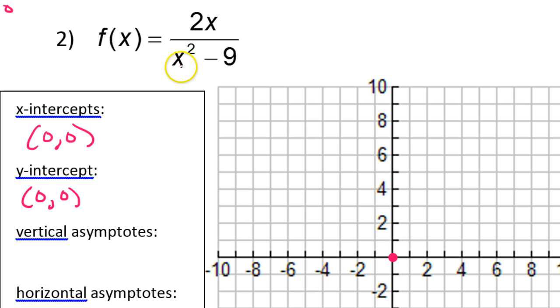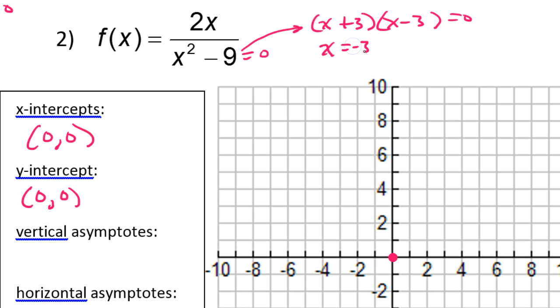Now vertical asymptotes come from setting the denominator equal to 0. If I were to set this equal to 0, one way to solve it would be to factor it. So this is going to factor as (x + 3)(x - 3). That would give me x equals negative 3 and x equals positive 3. So these will be my vertical asymptotes. Okay, so x equals negative 3, x equals positive 3.